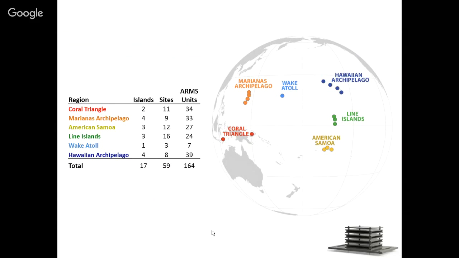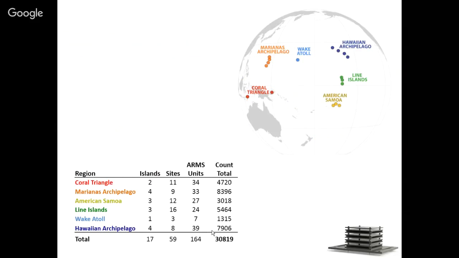Now, we had a total of 164 units deployed. Out of those, we counted over 30,000 cryptofauna organisms. We ID'd 493 unique species, and we've reached about 50% of the species identifications only.